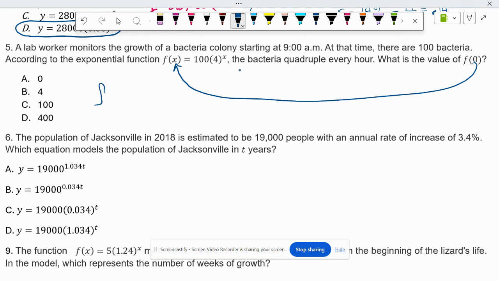So my equation for f of 0 is 100 times 4 to the power of, there's where my x is, so I have to put a 0 there. So put that into your calculator. What do you get when you take 100 times 4 to the power of 0? You get 100. Again, if you're not showing the work, you're not going to get the points back.